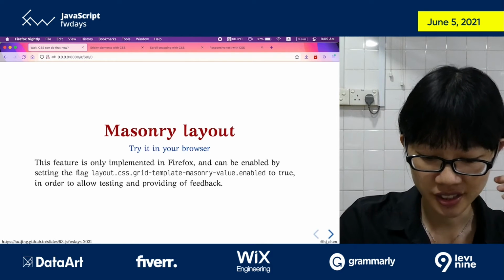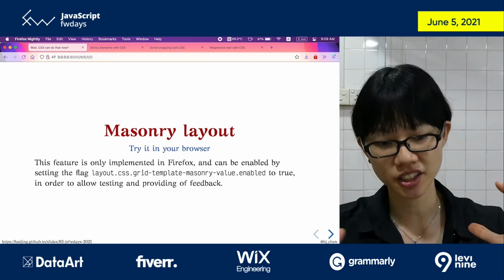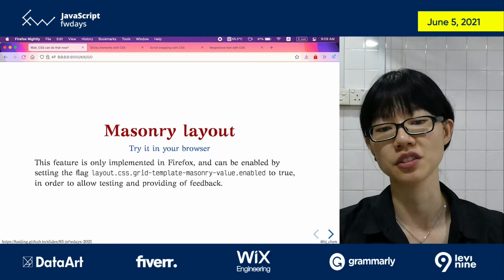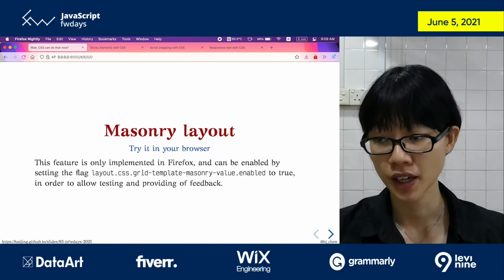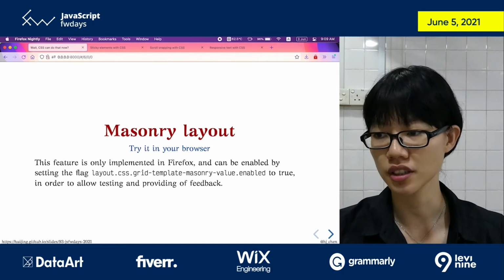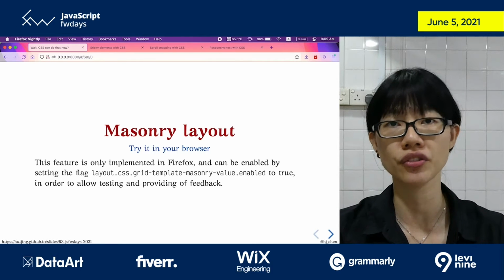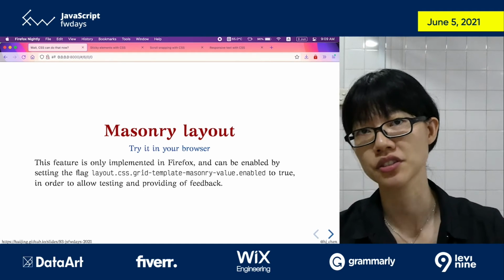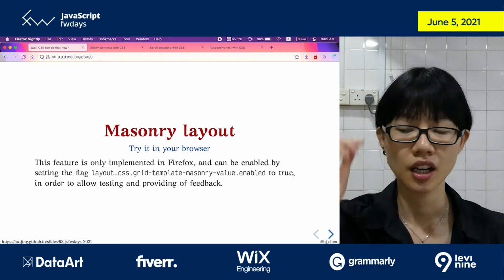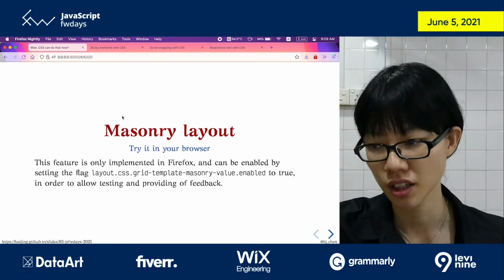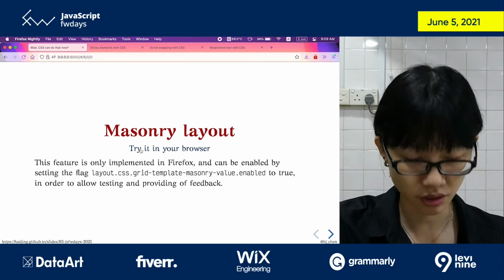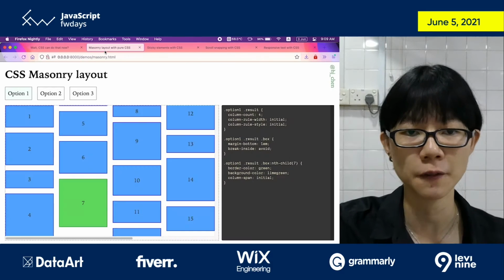Now, the CSS Working Group seriously discussed whether or not to make Masonry a CSS thing. And after discussions, the editor's draft of Grid Level 3 does specify how this can be done natively with CSS. So again, it's pretty early days. That's why it's behind a flag for now. But do try it out. So let's look at some demos, right?